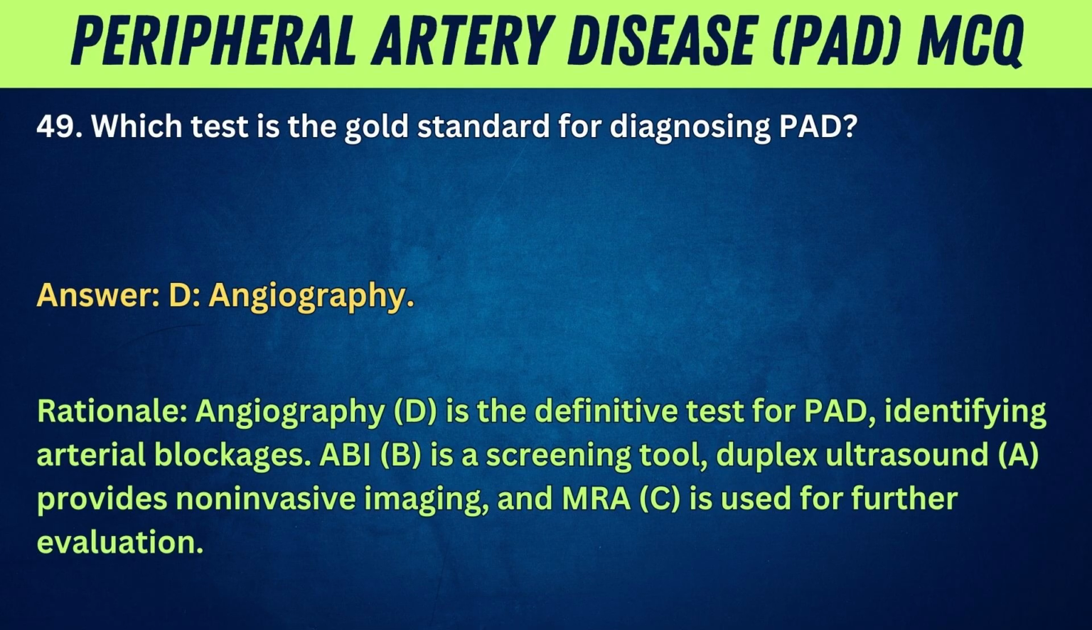Rationale: angiography, D, is the definitive test for PAD, identifying arterial blockages. ABI, B, is a screening tool, duplex ultrasound, A, provides non-invasive imaging, and MRA, C, is used for further evaluation.